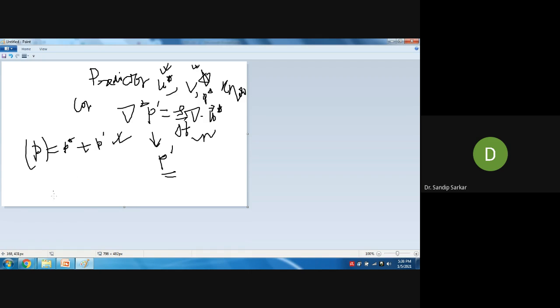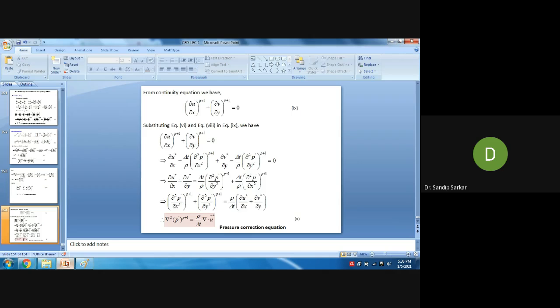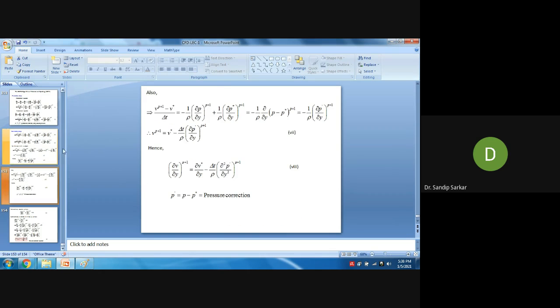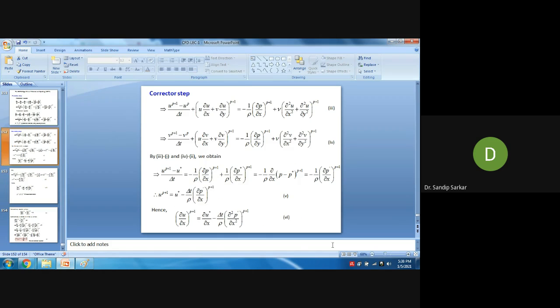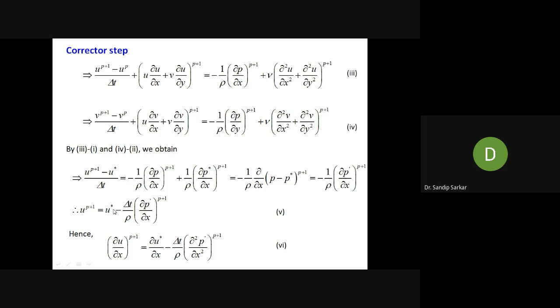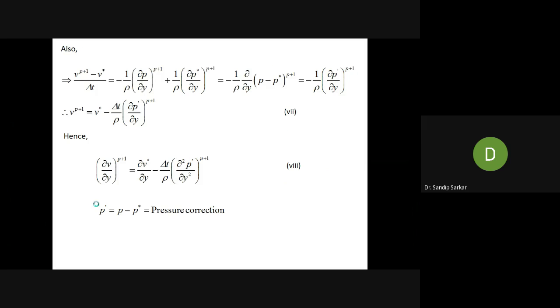Similarly, you can also calculate the velocities, using the corrector velocity correction equation, where u star is known and p prime is also known. You can calculate u at n plus 1, that is the current time step value of the velocity, u n plus 1 and v n plus 1. Clear? Clear now.